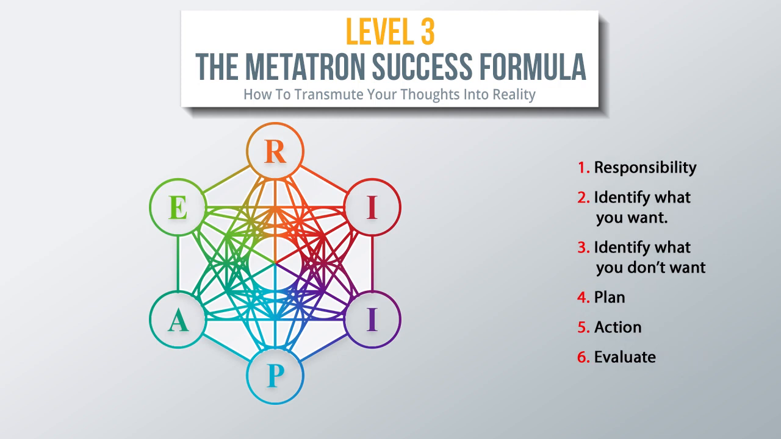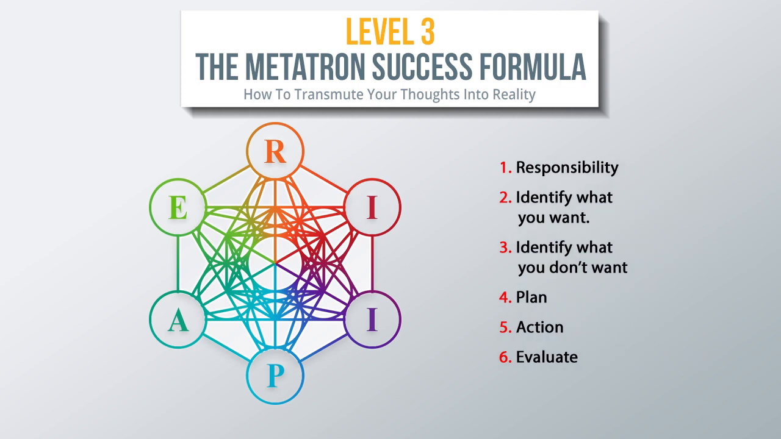There's 6 steps. As you see in this diagram, it's got RIIPAE. And that stands for responsibility, identify, plan, act, evaluate, and repeat. Okay, so what's responsibility? Responsibility means that you need to take responsibility for yourself. No one's going to help you be successful. No one's going to help you to transmute your thoughts into reality except you. You need to take responsibility and to claim that for yourself and not rely on somebody else or count on something else. Okay. Number 2, you need to identify what you want.